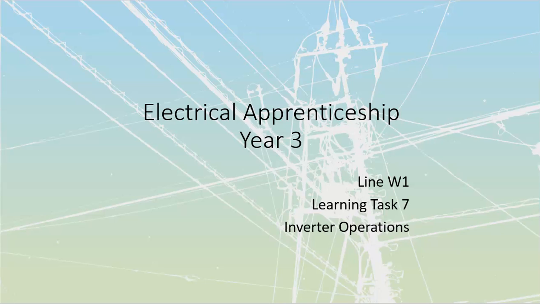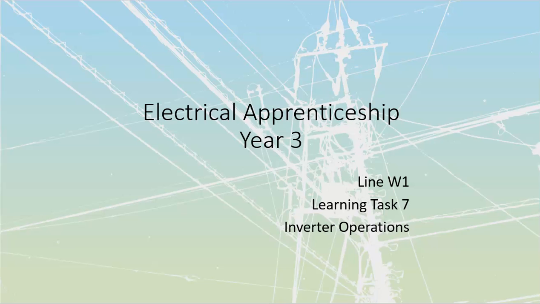All right, line W1, learning task number 7, we're going to take a look at inverter operations. The inverter is the necessary part that takes DC and kicks that DC back out as a synthetic type of AC. It is not going to be pretty AC, but it's going to be AC that we see out of these.